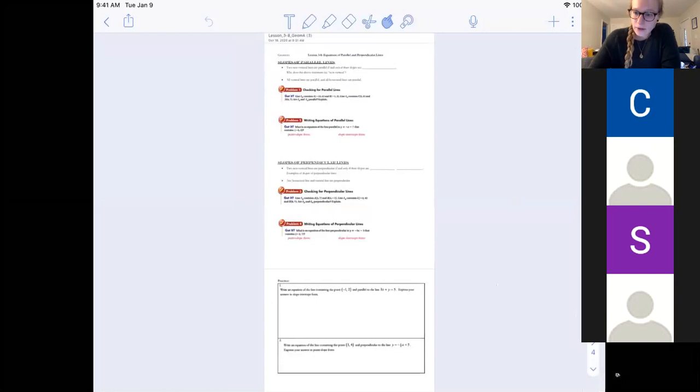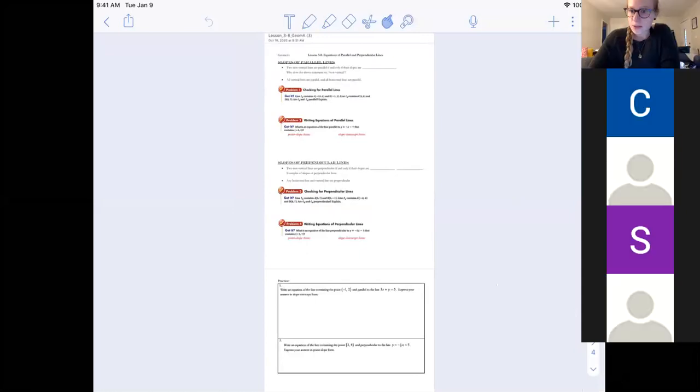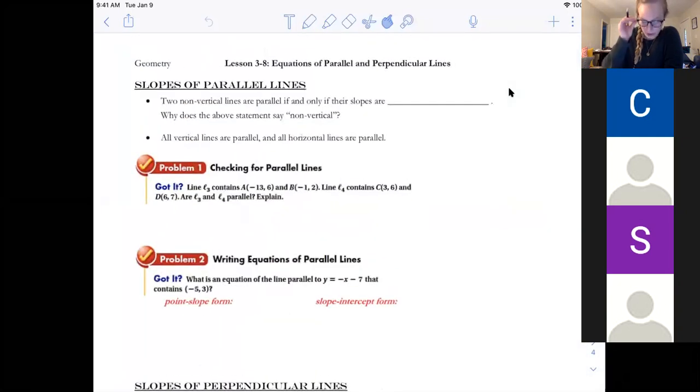I'm going to ask for a little bit of help, but I'm also going to do a fair amount on my own too. So if you have any questions or if you have something you want to share, please be free to ask. So we're talking about parallel and perpendicular lines, so we're just exploring that a little bit more in depth today.